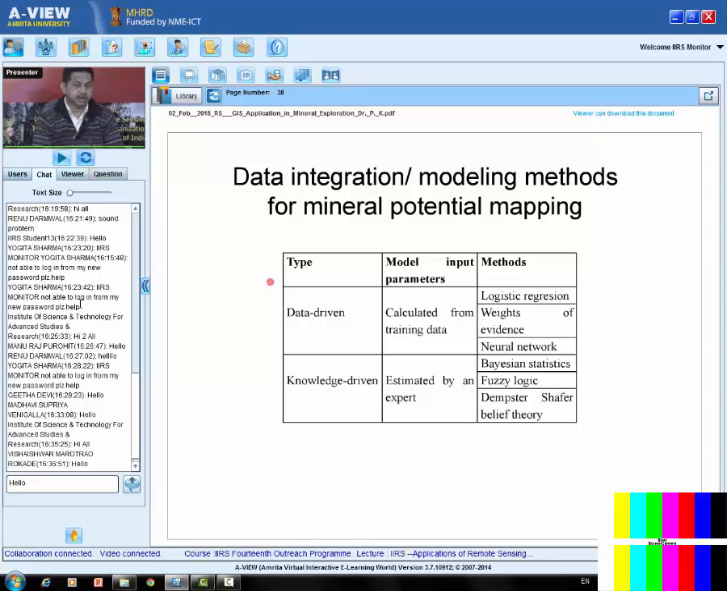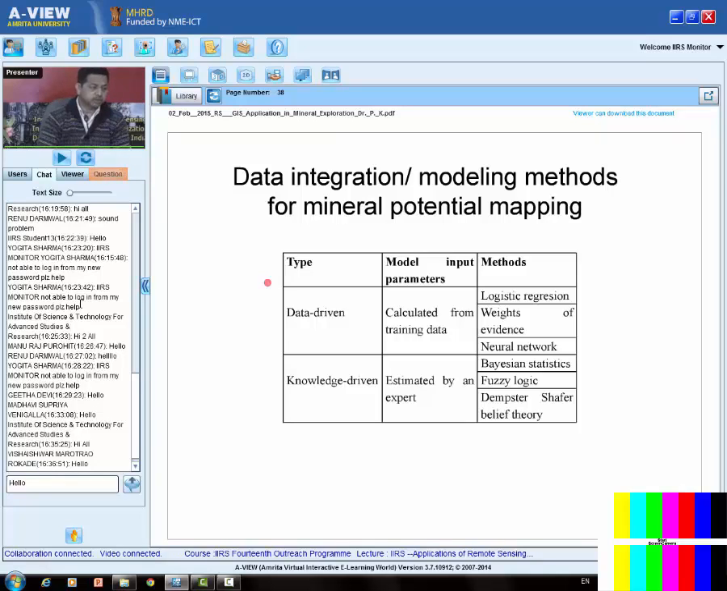Some layers can be derived from remote sensing, some have to be obtained from field data. In this case, there are two sets. One is data driven, another knowledge driven. As the name suggests, in the data driven approach, mostly the model parameters are calculated from the actual data.